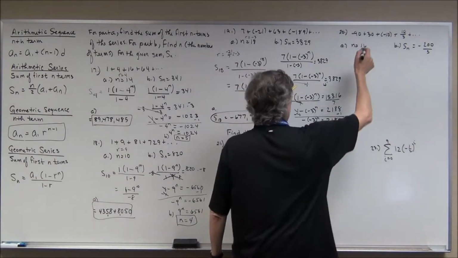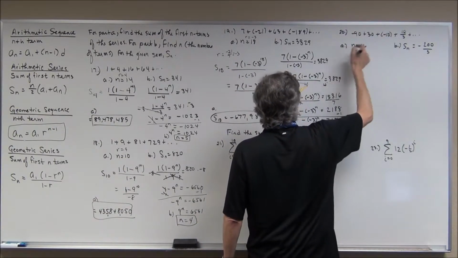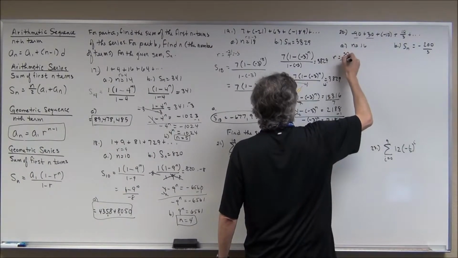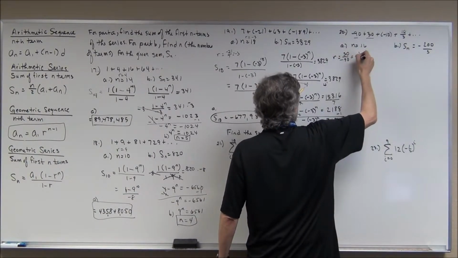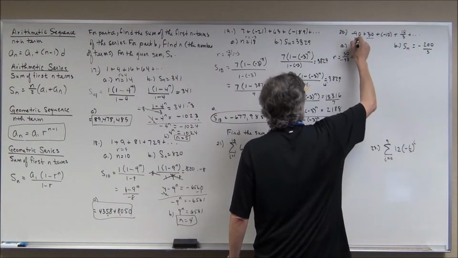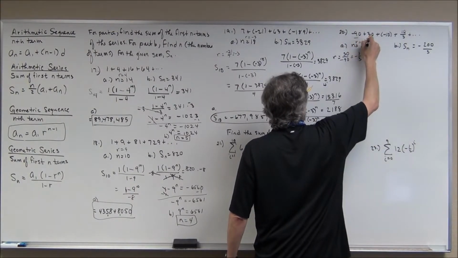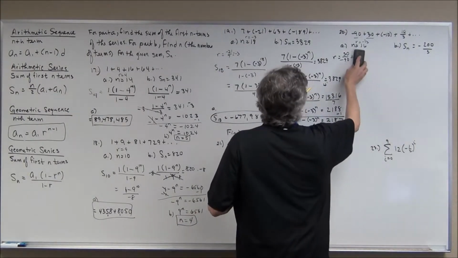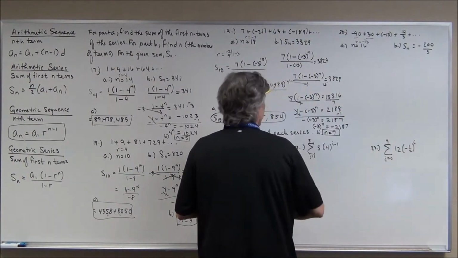So if you're not sure just by looking at it, just take the first two and write the ratio. It'd be 30 over negative 90, which is negative 1/3. So there's my ratio. r equals negative 1/3. I'm going to erase that so I have some space. See if I can squeeze this in around everything else.